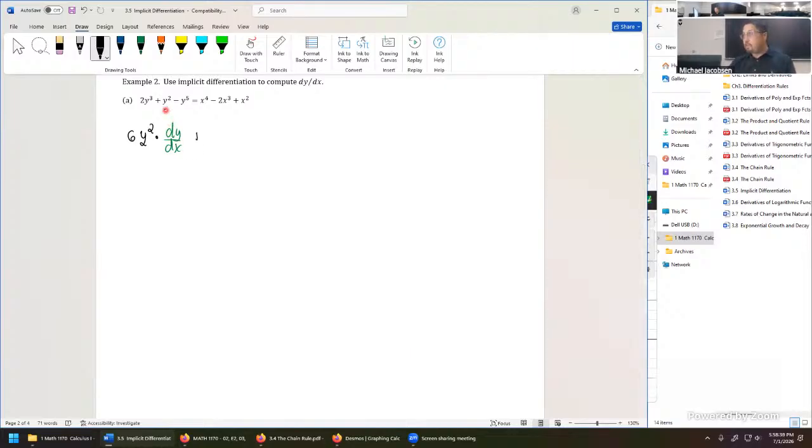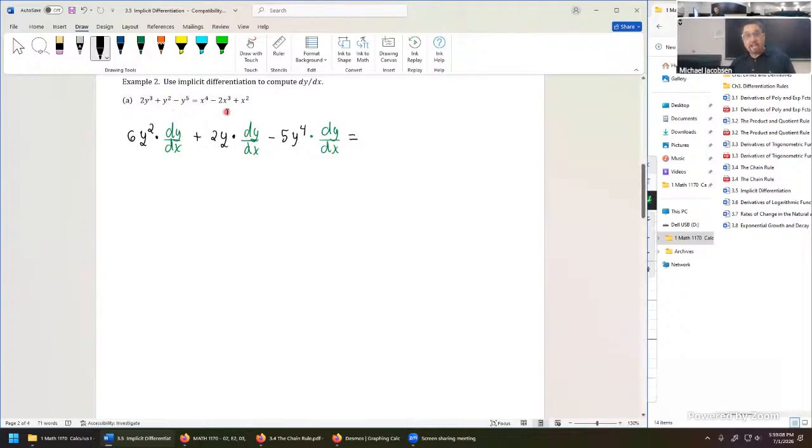So if it's a y squared, we go plus 2y, y power 1, but y for short, times, tack on dy dx through the chain rule, and then just do it again one more time, minus 5, y to the power 4 times dy dx. So that's the entire left-hand side.